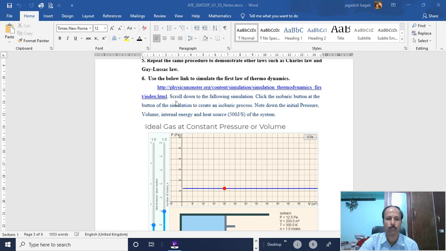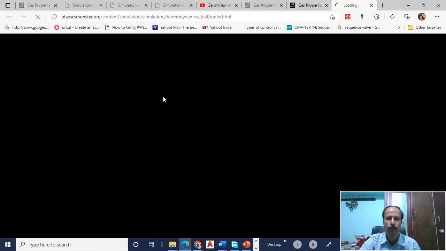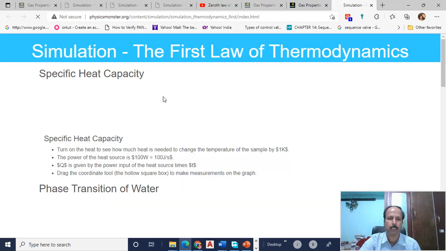You will be taken to this website, or you can press the Control button and move your cursor over this link. Your cursor will be converted into a pointed finger like symbol. Then you can click on this link like this. If your computer is connected to the internet, then you will be taken to this website where the simulation is there.